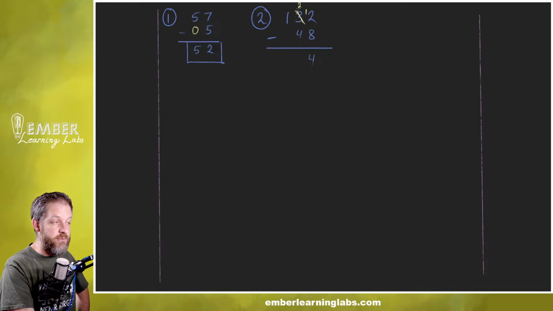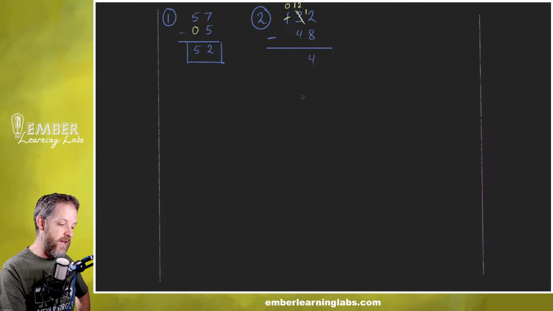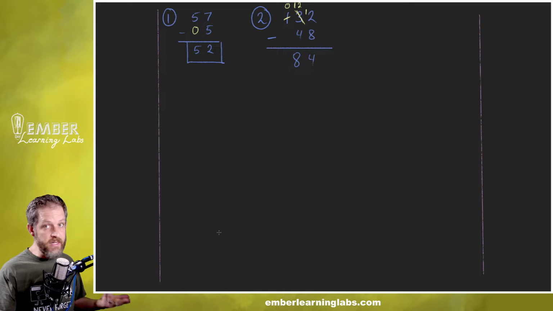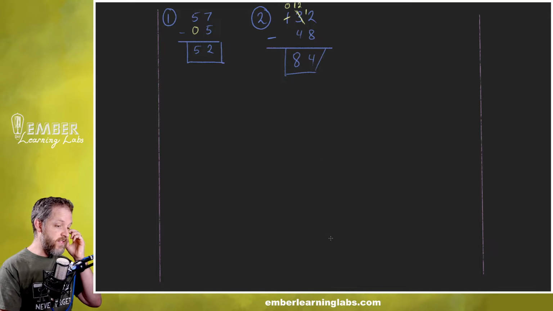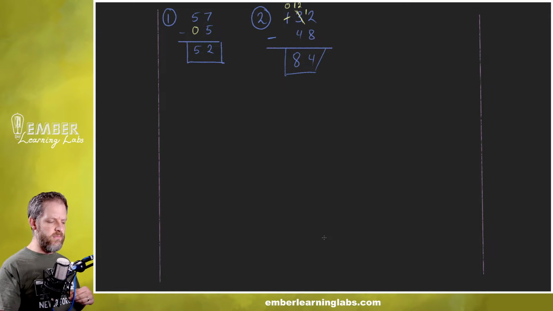So we can't take away 4 from 2 either, so we have to borrow again. We're going to borrow from this 1, turning it into a 0, which turns this into a 12, right? 12 minus 4 is 8. So we've got 8. And all we're left with over here in the hundreds place is just a 0. 0 minus 0 is still 0, right? So here we go. There is our answer. We're done with that.